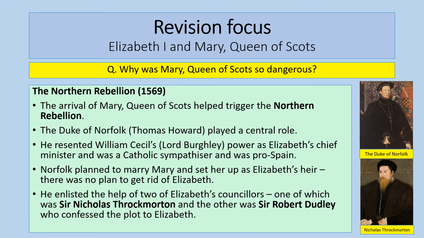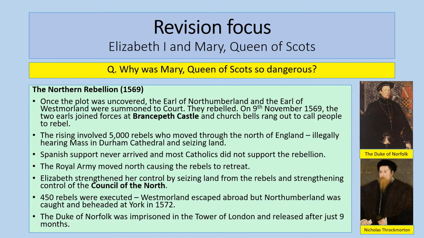So that was the plan, really, to create a strong line of succession where if Elizabeth did die, then the throne would pass to Mary Queen of Scots. So once this plot's uncovered, it actually then leads to the Northern Rebellion. The Earl of Northumberland and the Earl of Westmoreland are summoned to court, and as a result of this, they rebel. The two earls join forces at Brancepeth Castle, and basically there's a rising in the north. It involves around 5,000 rebels.